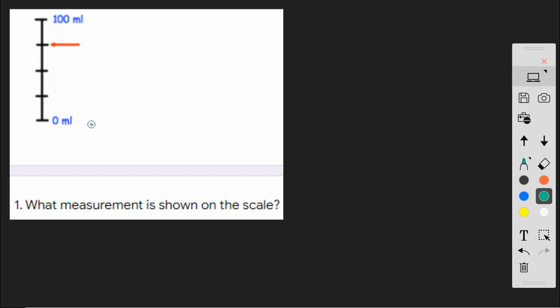And so we've got exactly what I say. We've got some numbers at the bottom here. We know that we're going from 0 to 100. It's ml, so we are working in millilitres. We don't need to know that for this question, but it's always worth noting. We're asked, what on earth is this here?